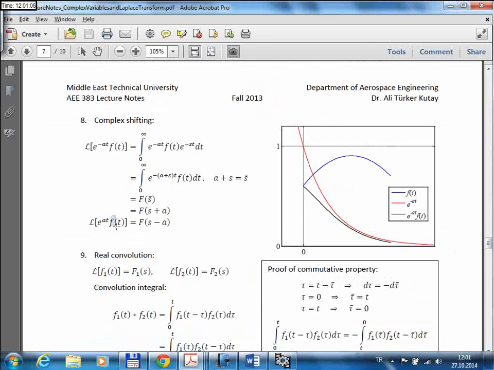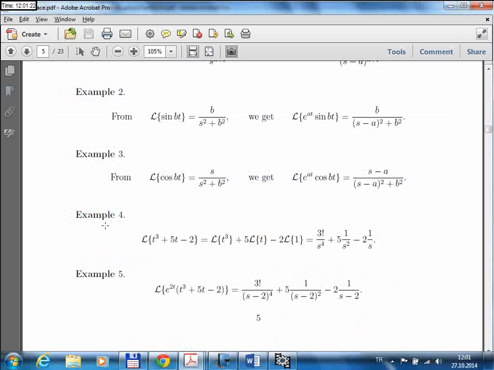So f of t here is the sine function. You have f of t multiplied by an exponential term. So this exponential term just causes the function in S domain to be shifted by an amount a, where a is this coefficient there. So by using that property, you can immediately say that this e to power at will shift my function by minus a. So you can simply take the f of s, and instead of s, insert s minus a, and that becomes the transformation.